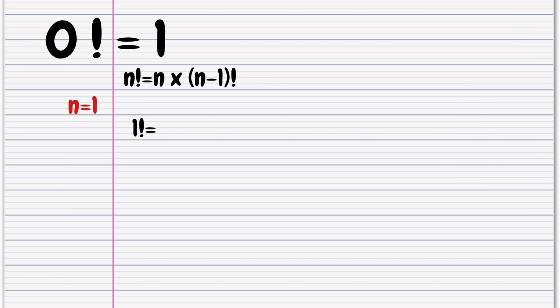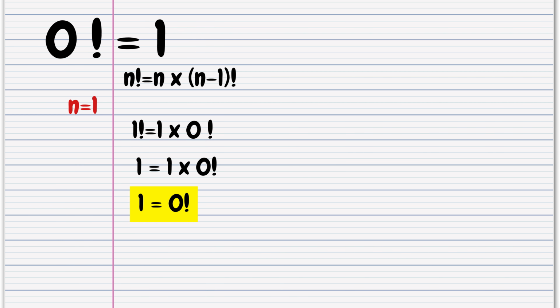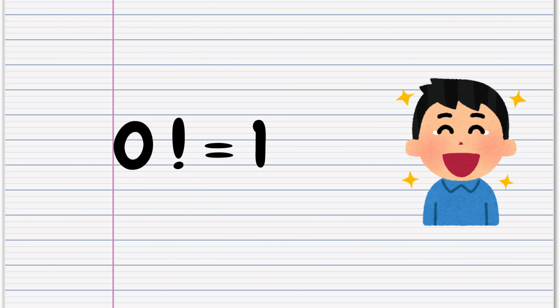1 factorial equals 1 multiplied by 0 factorial. But 1 factorial is already equal to 1, so we have 1 equals 1 multiplied by 0 factorial. And hence, 0 factorial equals 1. That's why mathematicians define 0 factorial as 1. It keeps the factorial pattern true for every positive integer.